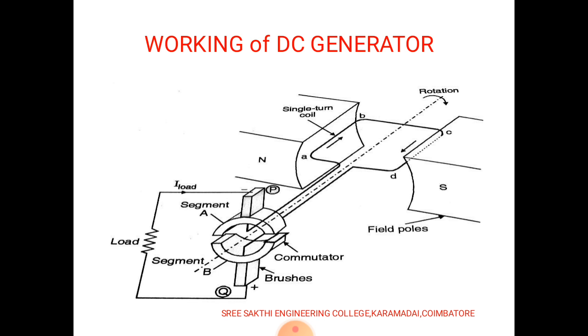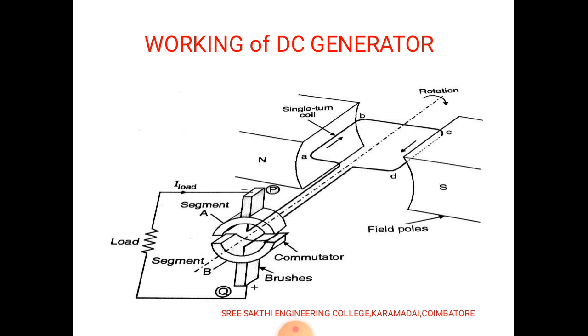Working of DC generator. Here the DC generator converts mechanical energy into electrical energy. This is said already. In this DC generator, the single turn alternator is used. The coil can rotate in clockwise or anti-clockwise direction and the commutator brush is connected to the coil.